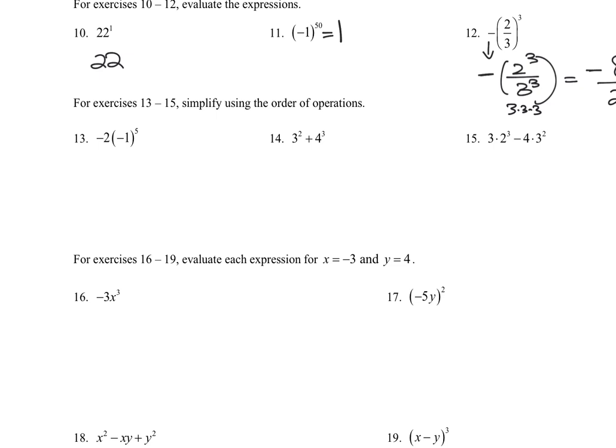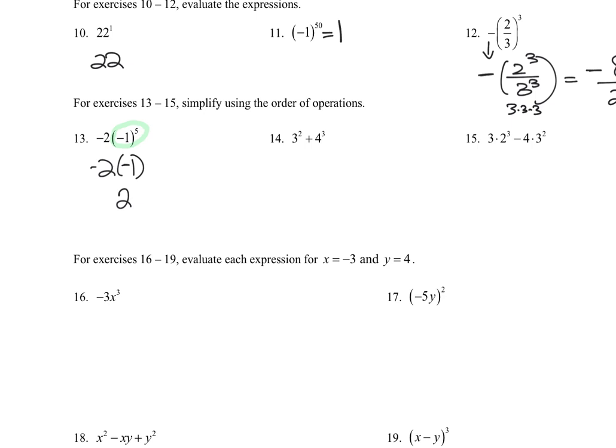All right, for 13, they want us to simplify using the order of operations. So the first thing I have to do is the exponent. So I'll take care of this first. Negative 1 to the 5th power. That's an odd amount, so when I raise that, I will end up with a negative 1. Negative 2 times negative 1 is a positive 2.